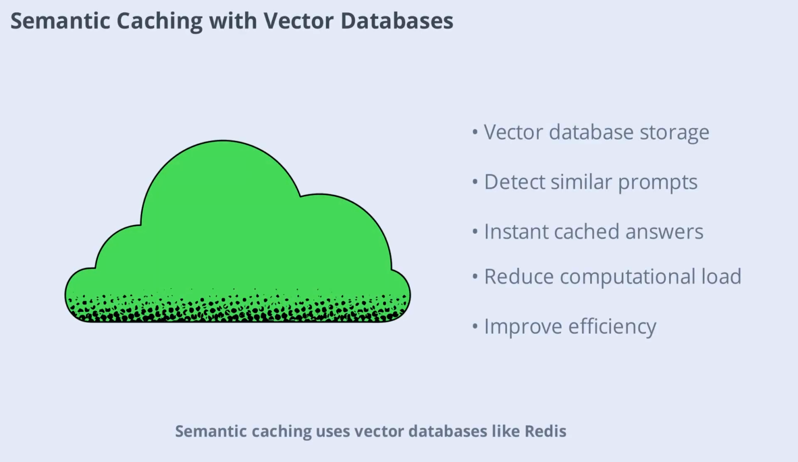Semantic caching uses vector databases like Redis or Pinecone to store embeddings of user prompts. When a similar prompt is detected, the cached answer is returned instantly. This technique speeds up responses and reduces computational load, making your LLM application more efficient.